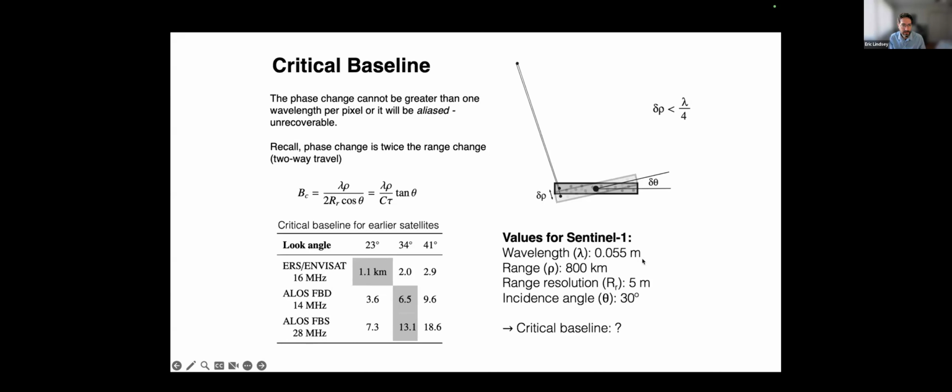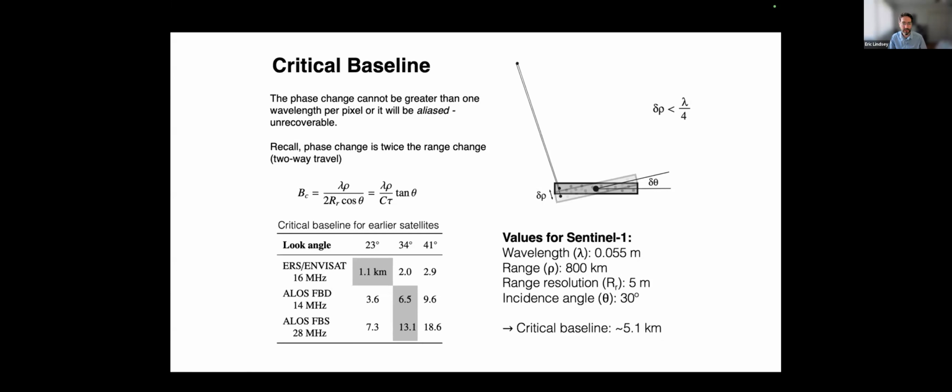So if we look at the Sentinel-1 values, we have a 5.5 centimeter wavelength. The range might be something like 800 kilometers. The range resolution might be around 5 meters. The incidence angle, 30 degrees. These are all just approximate values. We could calculate the critical baseline for Sentinel, and it's about 5 kilometers. So this is actually much better than ERS and Envisat.